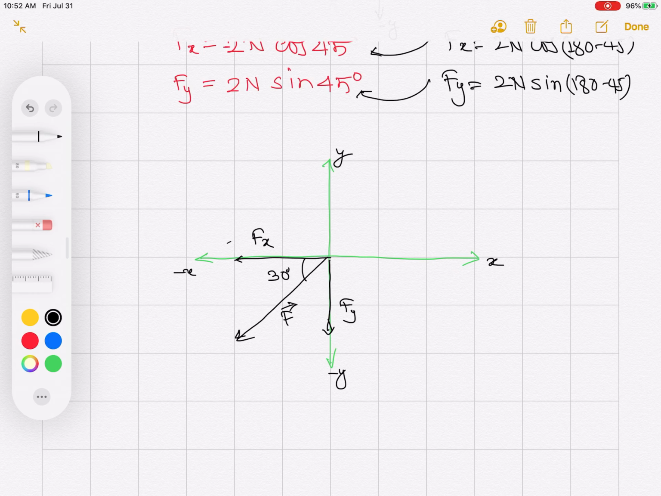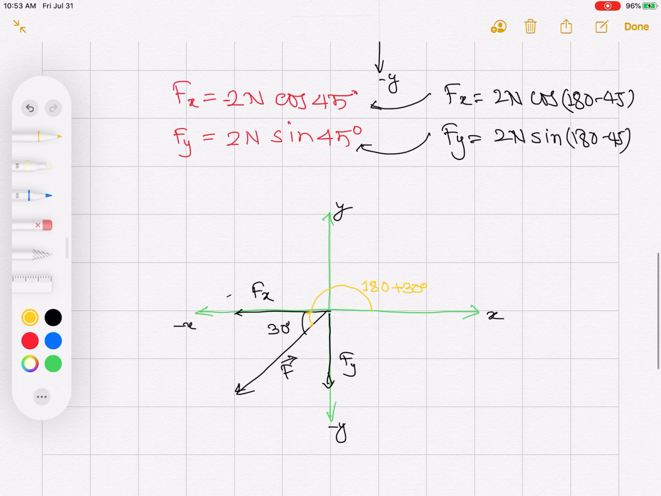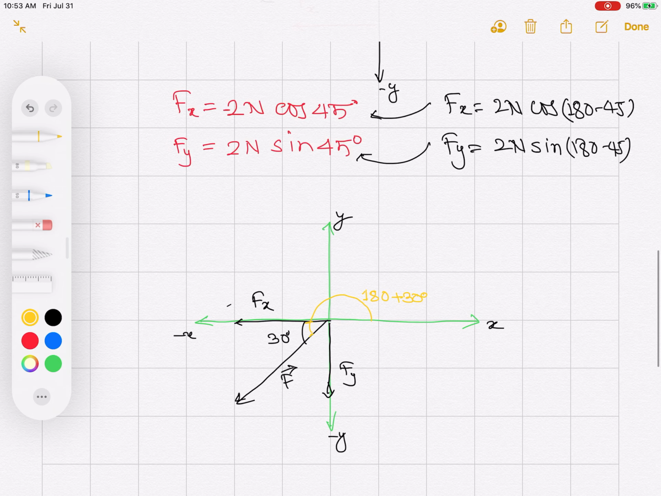If you consider this whole angle, up to here is 180 and then up to here 30, so this angle is 180 plus 30. If you take 180 plus 30, you do not need to take care of the signs of the components. That will automatically give you both minus signs. So I recommend you use any one method, but be careful with the signs.